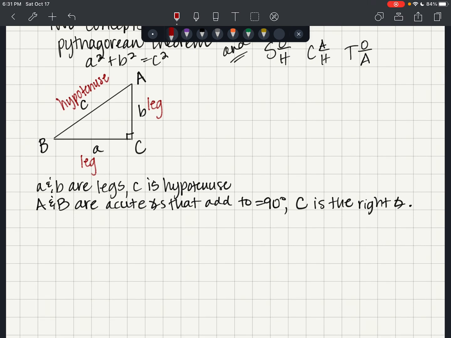A and B are going to be acute angles, and these acute angles, the measure of angle B plus the measure of angle A, I guess I should have said A plus B, I was looking at it from right to left, is equal to 90 degrees. So when we add those 2 angles together, we're going to get 90 degrees.